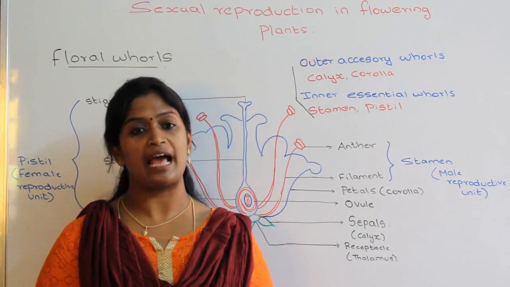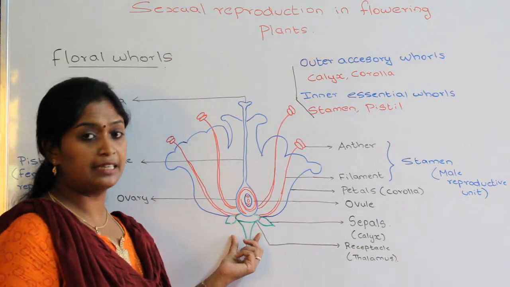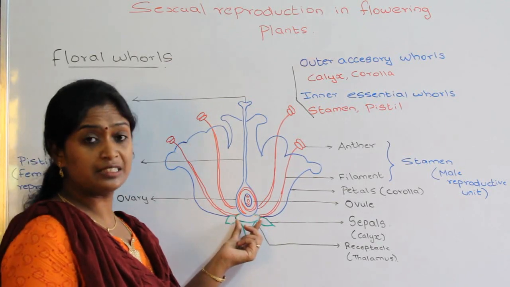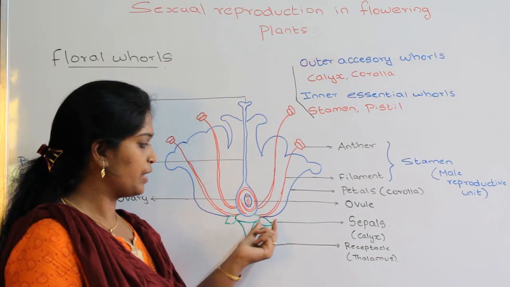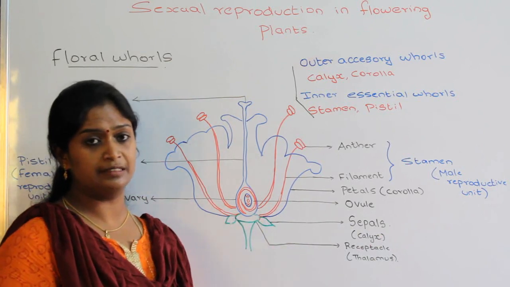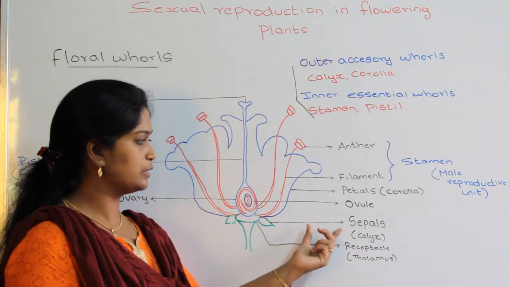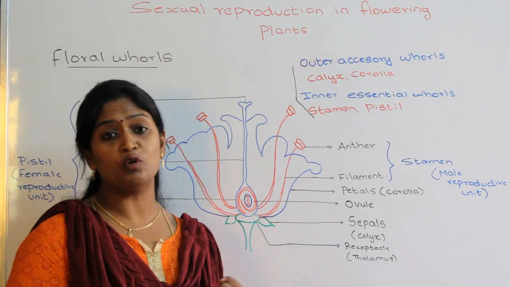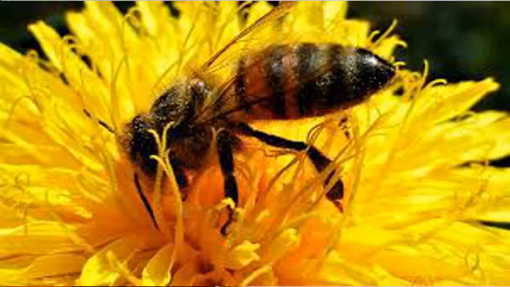Let's study the outer accessory whorls, that is the calyx and the corolla. We have a receptacle at the base of the flower which is attached to the stalk. Above the receptacle we have the sepals. Sepals are leaf-like structures and the group of sepals is called the calyx. The main role of the sepals is to protect the flower when it is in the bud stage. Above the sepals we have the petals. The petals are brightly colored and their main role is to attract pollinators such as birds and insects, which help in pollination.